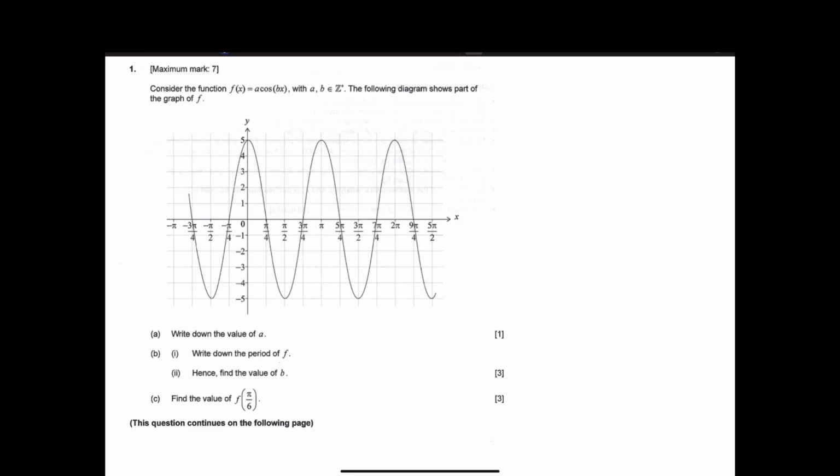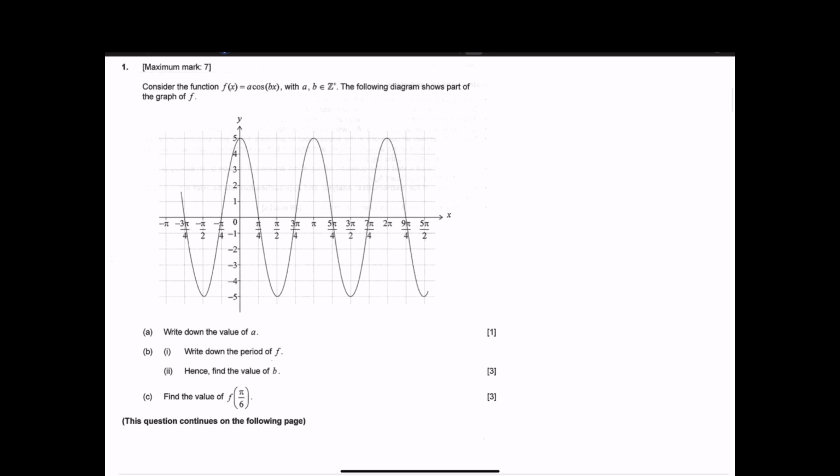Today we'll be solving the paper 1 of November 2023 attempt, and this is math EASN. So let's start. We have the first question here where we are given a cosine curve, right? And from this curve, first we need to find the value of A, which is basically the amplitude.